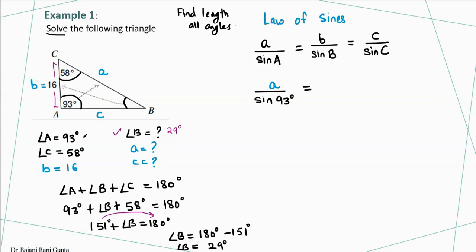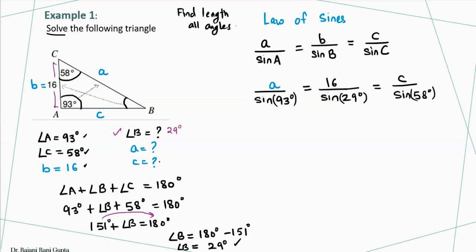Equal b. Do we have the value of b? Yes, it is 16 over sine of angle B, which we just got as 29 degrees, equals c. We don't have the value of c. Sine of angle C is, yes, 58 degrees. You can write sine 93 degrees or you may put the bracket. Both mean the same thing.